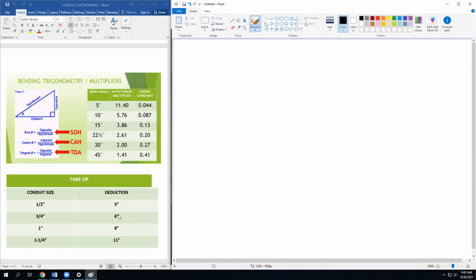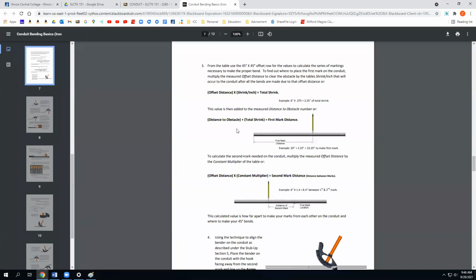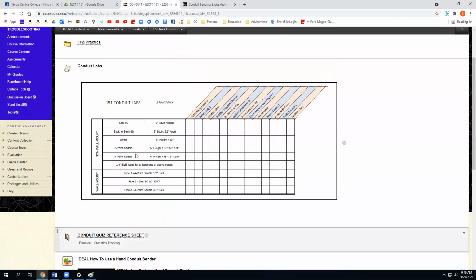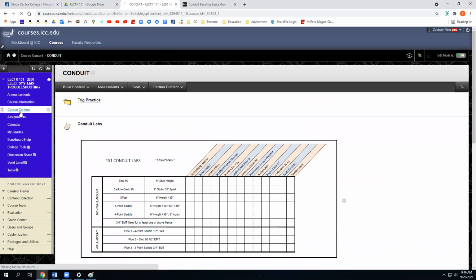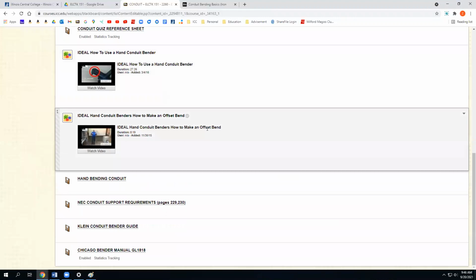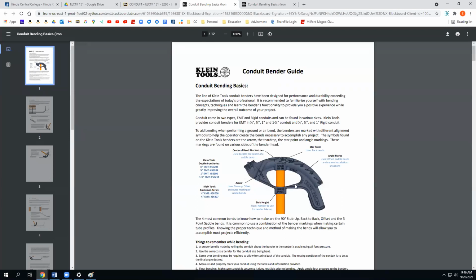That's called the rim notch. So let me pull this up. This is out of your course content, then conduit. There's two PDFs on here. Hand bending conduit is a good one, and this Klein conduit bender guide. This has a really good picture of the bender head.